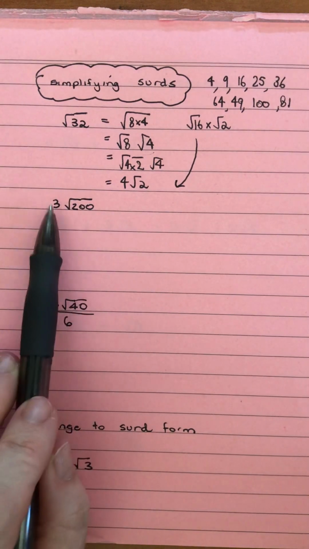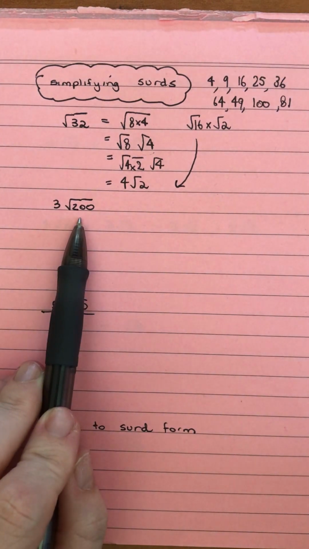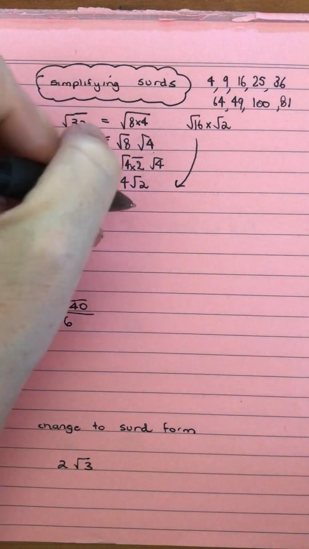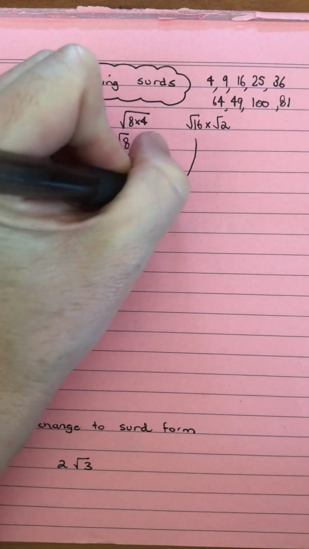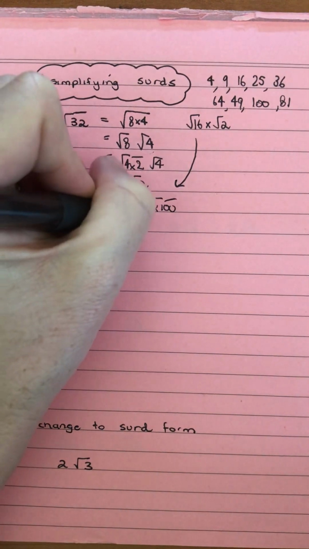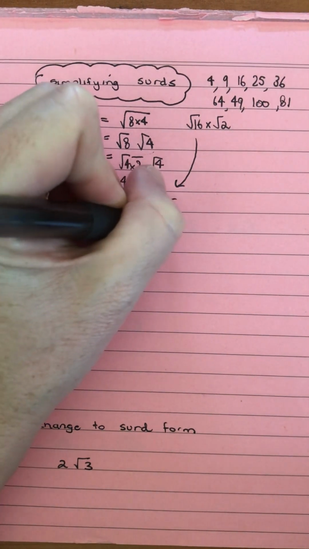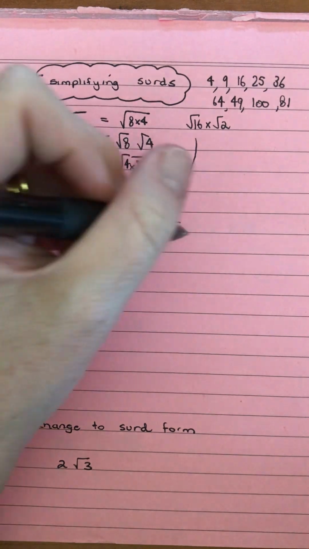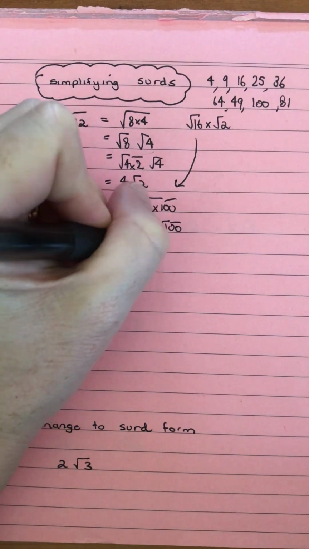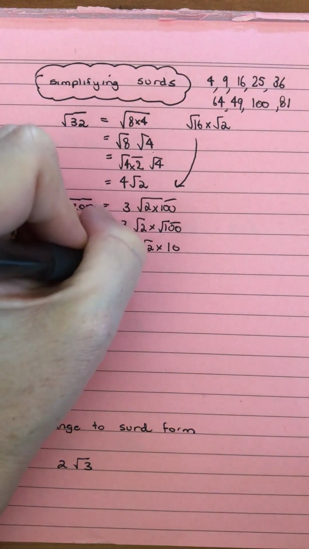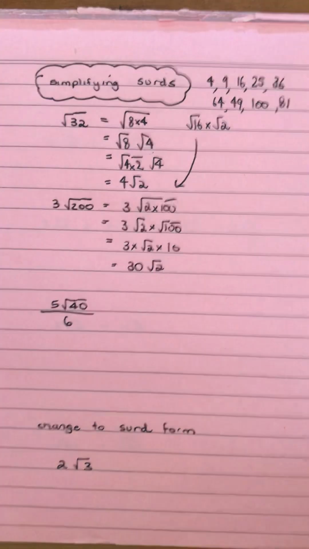So here we've got 3 and we've got root 200. So the 200 I'm going to break down to 2 times 100. I can then write 3 root 2 times root 100, and I know that the square root of 100 is going to be 10. So I've got 3 times the square root of 2 times 10. 3 times 10 is 30. Root 2 would be my answer.